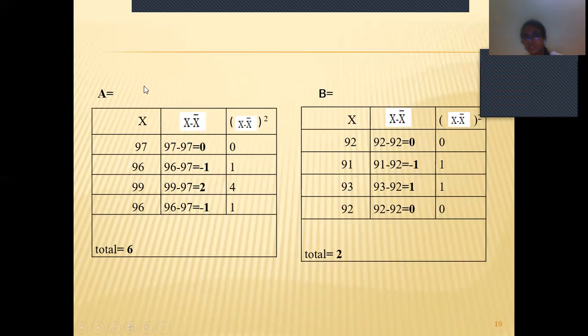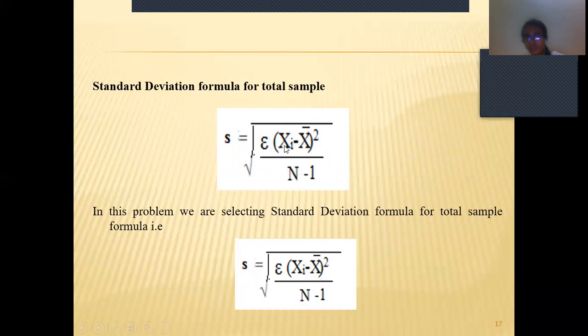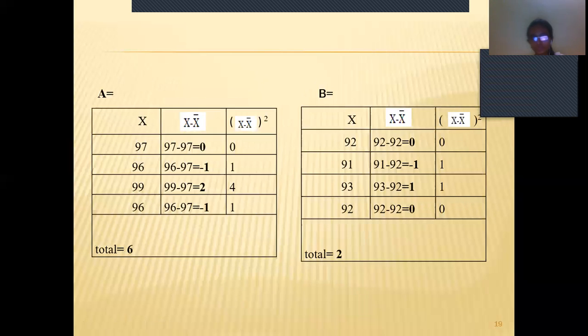So if you see here, for person A, x and x bar, and x minus x bar whole square. See here in the formula, xi minus x bar whole square. Here we have to replace the values in place of x. What are the different values person A and B got after doing the experiments? See here, x is 97, 96, 99 and 96. So these are the 4 values person A got. So x minus x bar.